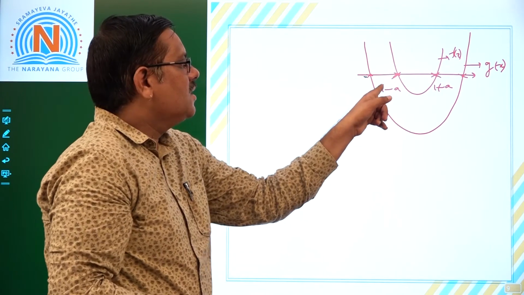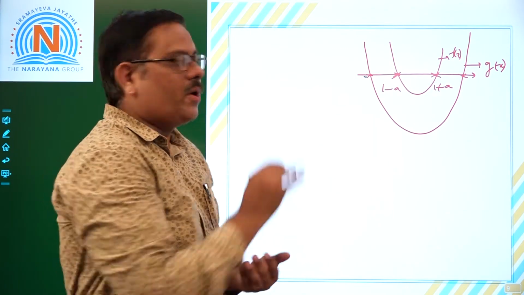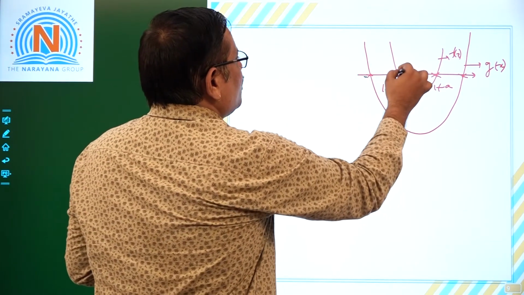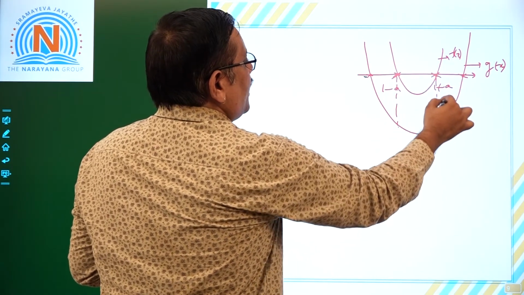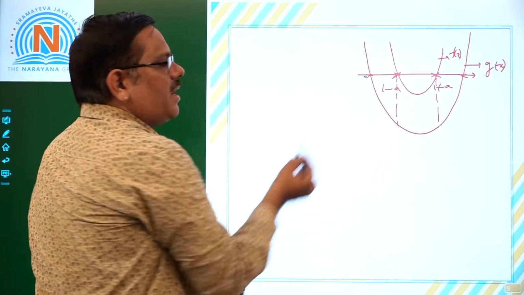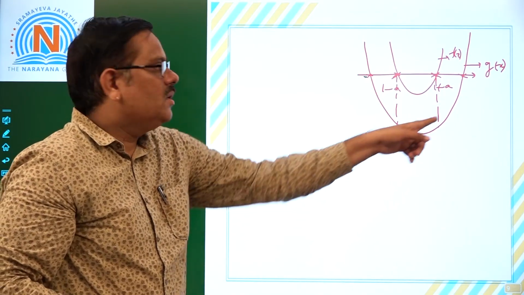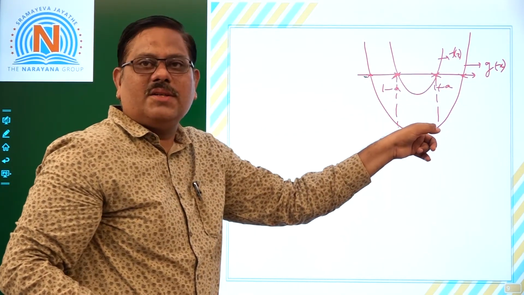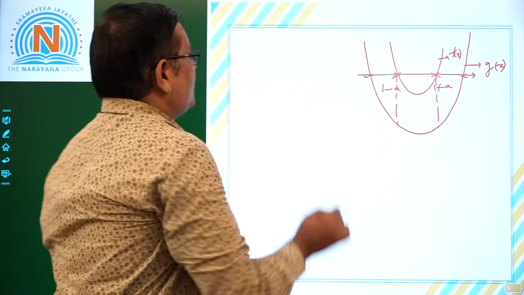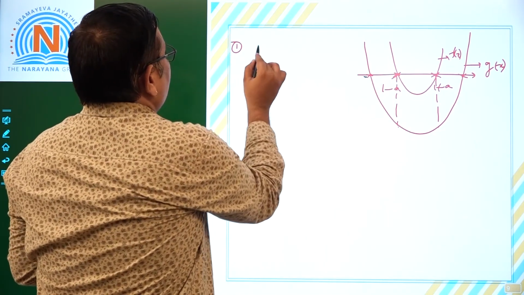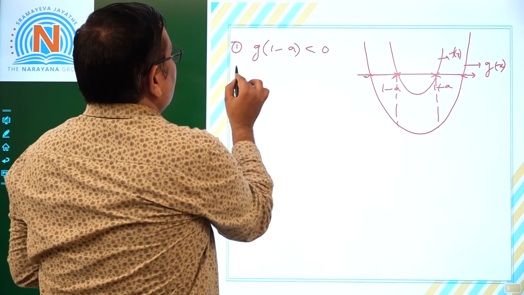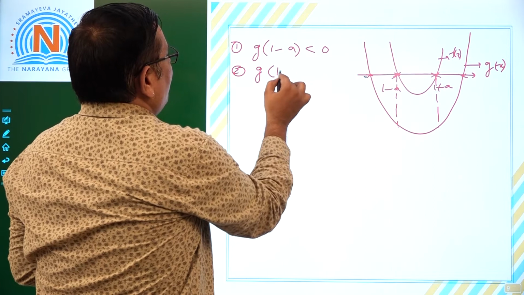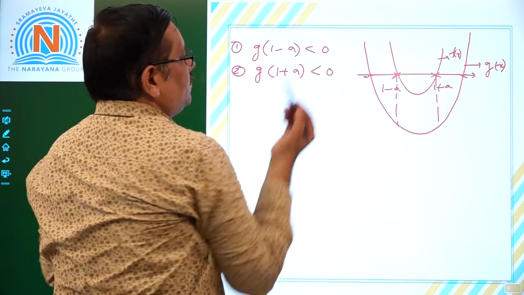Already we got the roots as 1 minus a and 1 plus a. Now, what is the conclusion we can make? If you consider the corresponding value, g of 1 minus a is less than 0, and g of 1 plus a is also less than 0. We can take that condition. The first thing is g of 1 minus a is less than 0. Second condition is g of 1 plus a less than 0.